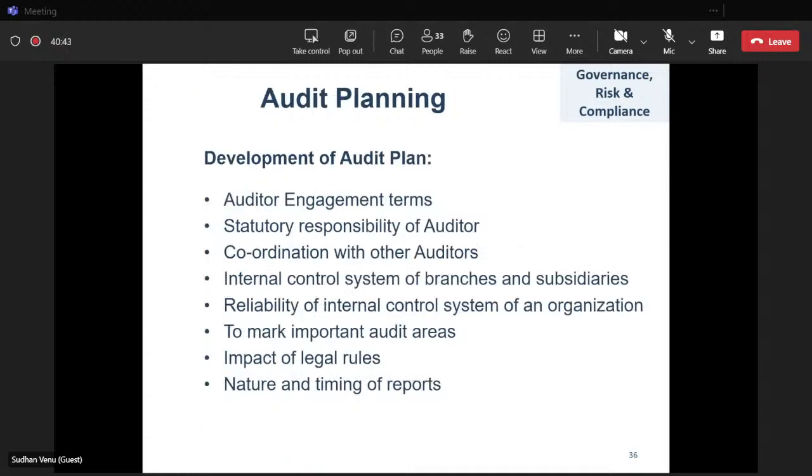And the next one is audit planning. If you are making an audit plan, you have to develop it, and it should contain all the entities like the below ones. First is the auditor engagement terms: the person who is going to do the audit process should have the engagement terms and the responsibilities, and they have to coordinate with the other auditors and the internal control system of branches and subsidiaries, and the reliability of the internal control system of an organization, to mark important audit areas and the impact of legal rules, and the nature and timing of the report. And these are the audit plan elements that we are going to develop.